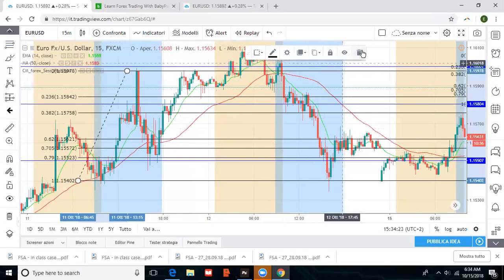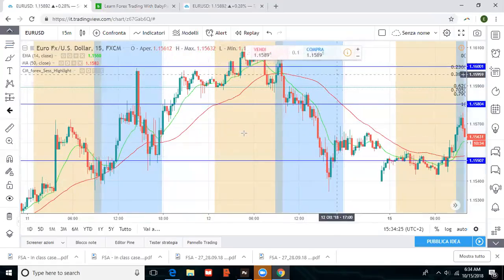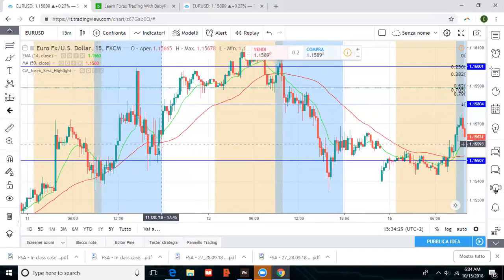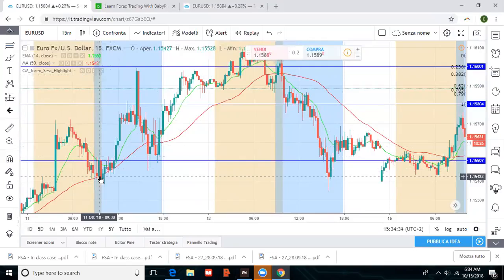So this is how my strategy works. You can find the pattern every day. Every day you find the 62 or the 70 or the 79 bounce, and almost every day, you're going to find an opportunity to trade with this strategy.